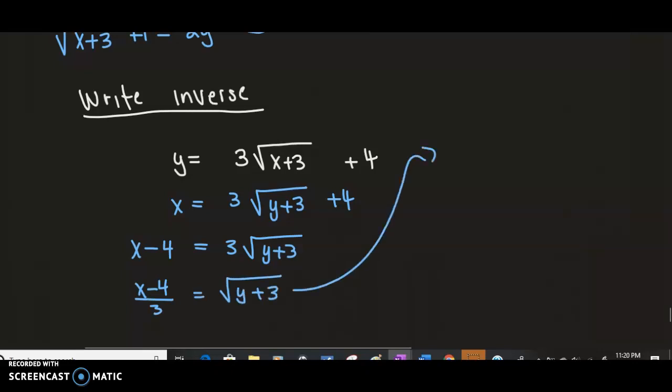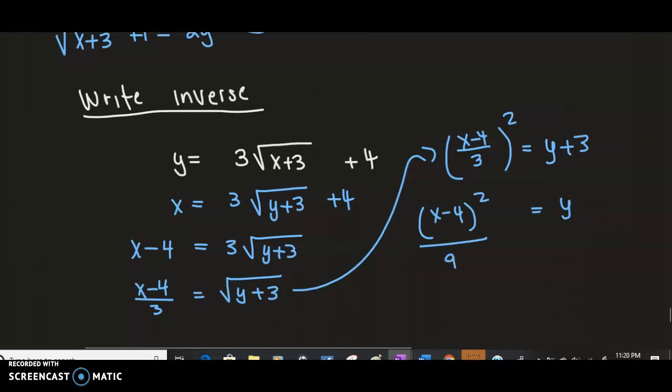So now we're going to square both sides. And so we get y equals x minus 4, quantity squared, divided by 9, minus 3. I squared the 3. And so that's the answer. I mean, if you wanted to FOIL that out, get a common denominator, you could, but that's a good enough answer. Let's try one more.